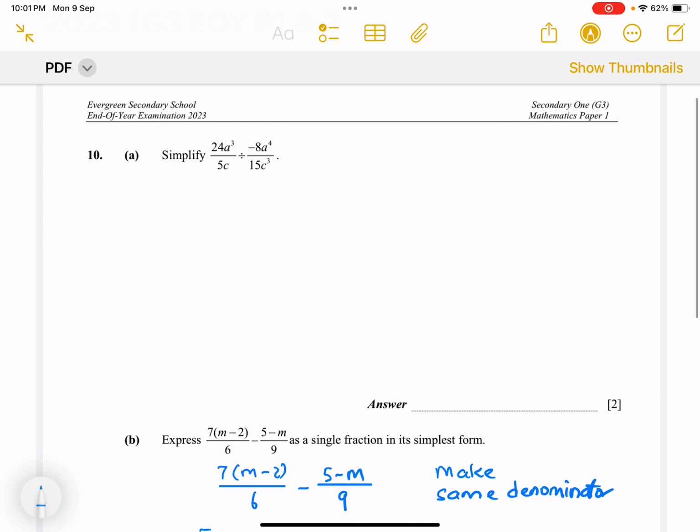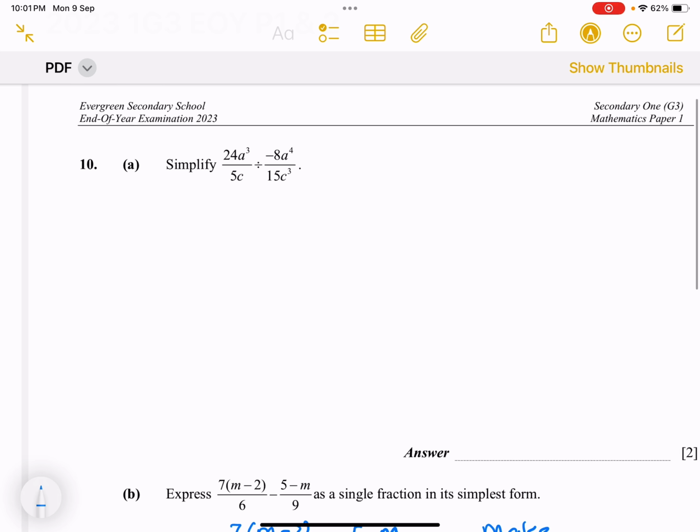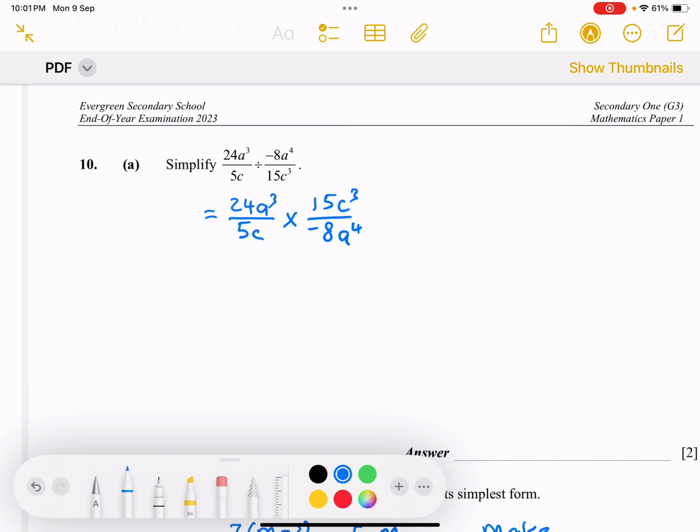Now we have some algebra here. What we need to do for division is invert the fraction and convert to multiplication. So we invert and change to multiplication. It's good to cancel in pencil so that you won't mess up your working.